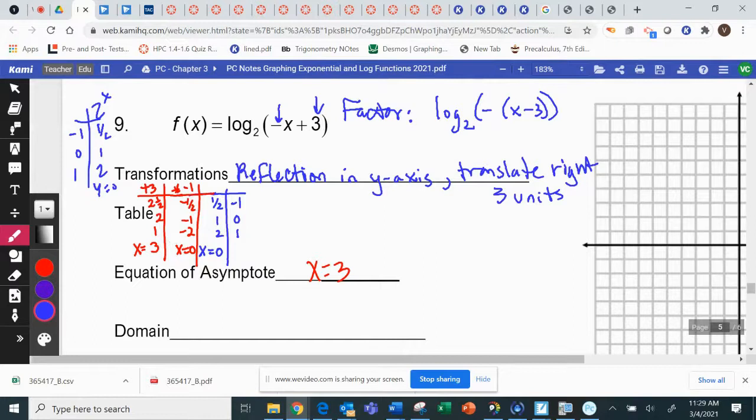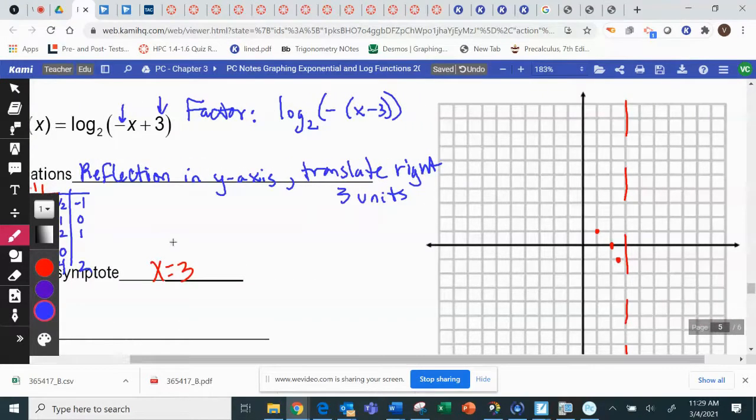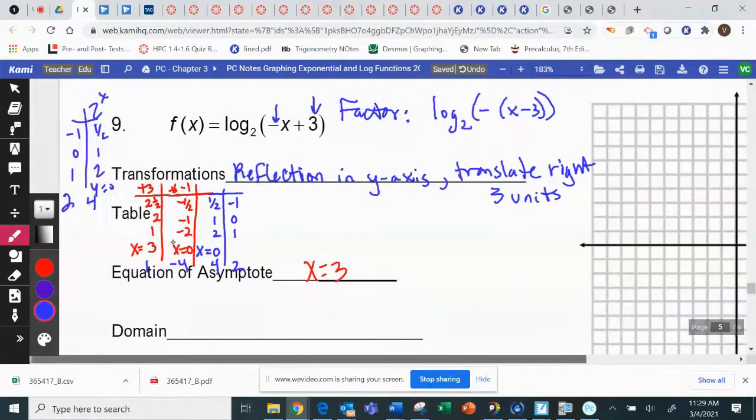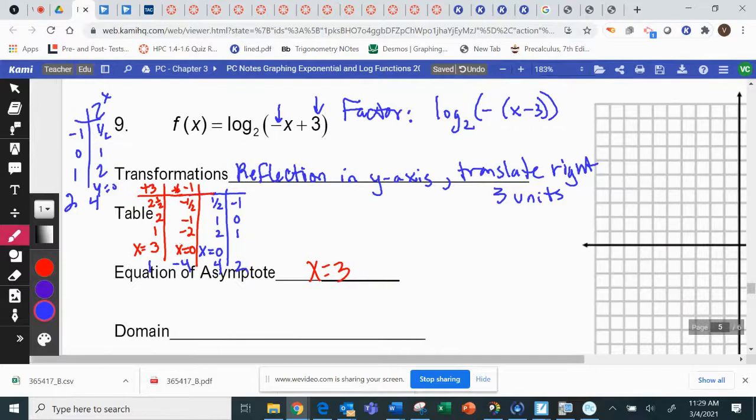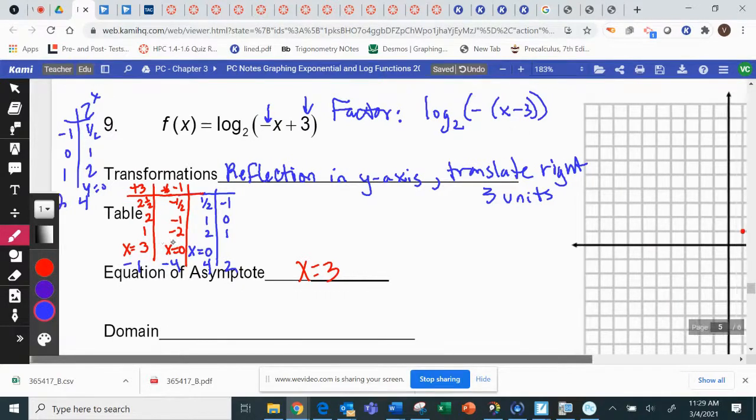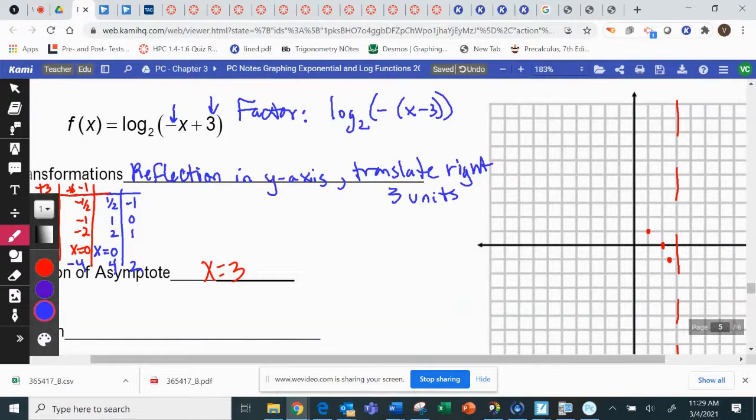So maybe I'll pick 2 for the original, which would be 4. So that would put a 4 here and a 2 here, which would make this a -4, which would make that a 1. So 1, 2. No, that's not right. A -1, sorry. Only if I could do math, right? -1, 2.